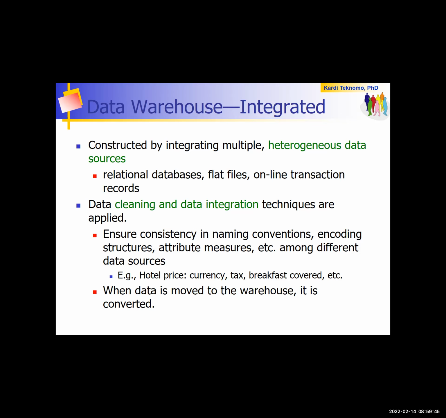For example, the naming convention, the encoding of the structured attribute, and so on. For example, the hotel price, you will have currency, right? The currency will be consistent. For example, if the currency is in US dollar or in rupiah, right?